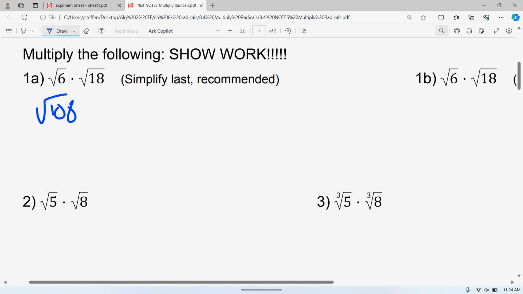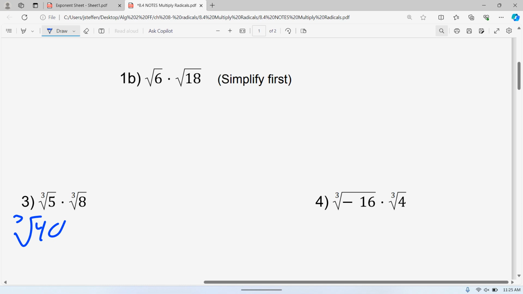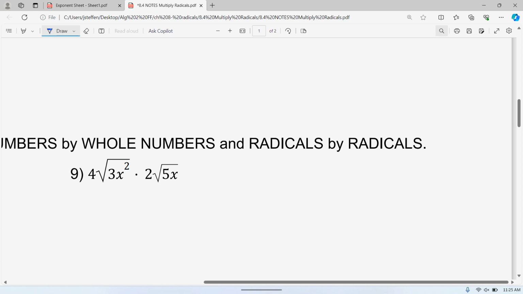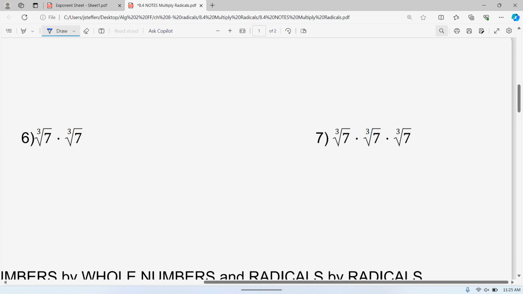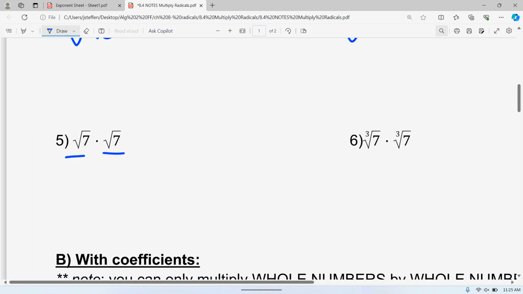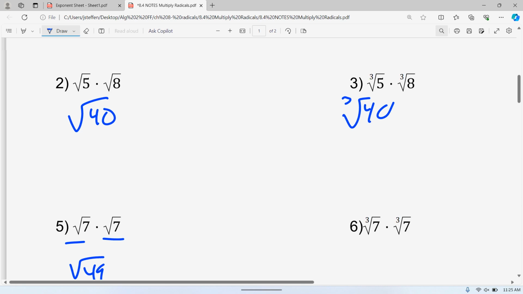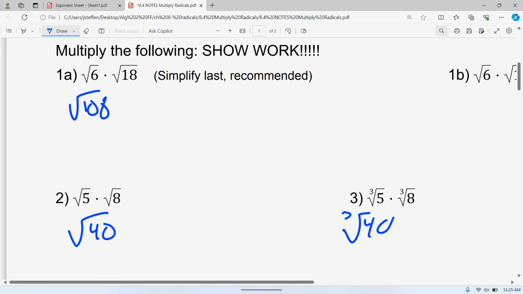Now again, we're not finished, but just to show you, number 2, the square root of 5 times the square root of 8. 8 times 5 is 40. Number 3, the third root of 8, so that's the third root of 40. Number 4, we're not going to talk too much about this, but you multiply those, and so on. All you do is multiply the numbers inside the radical. Square root of 49. That's the new stuff today. You're just multiplying.